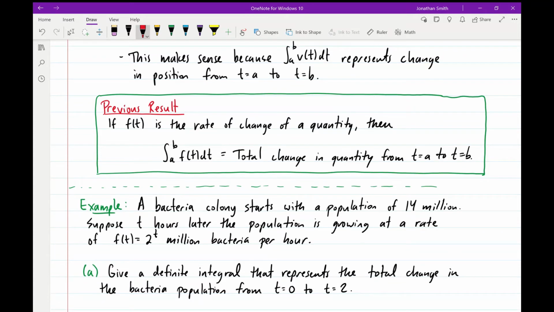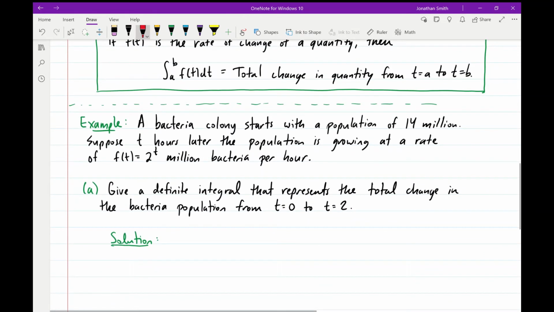So let's look at an application problem related to the definite integral. In this first example, we have a bacteria colony that starts with a population of 14 million bacteria, and t hours later, the population is growing at a rate of f of t equals 2 to the t million bacteria per hour. So we'll ask two different questions related to this problem.